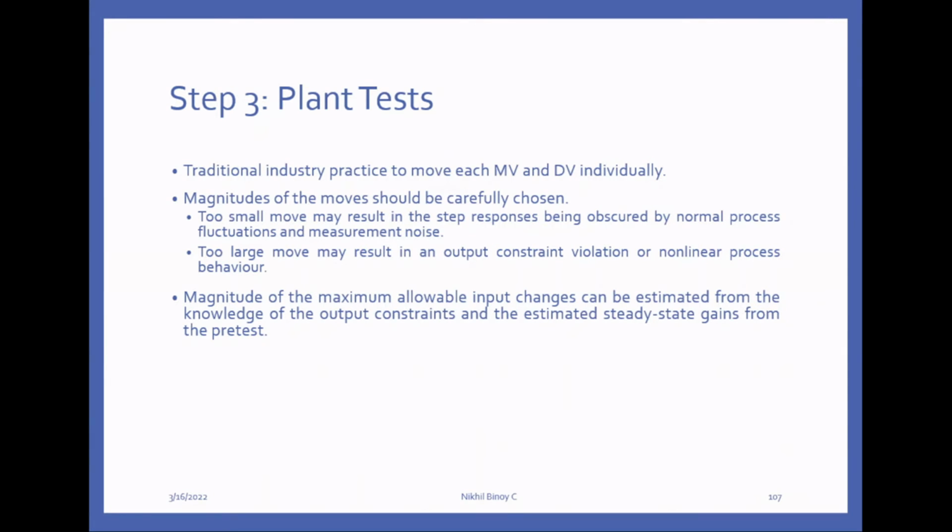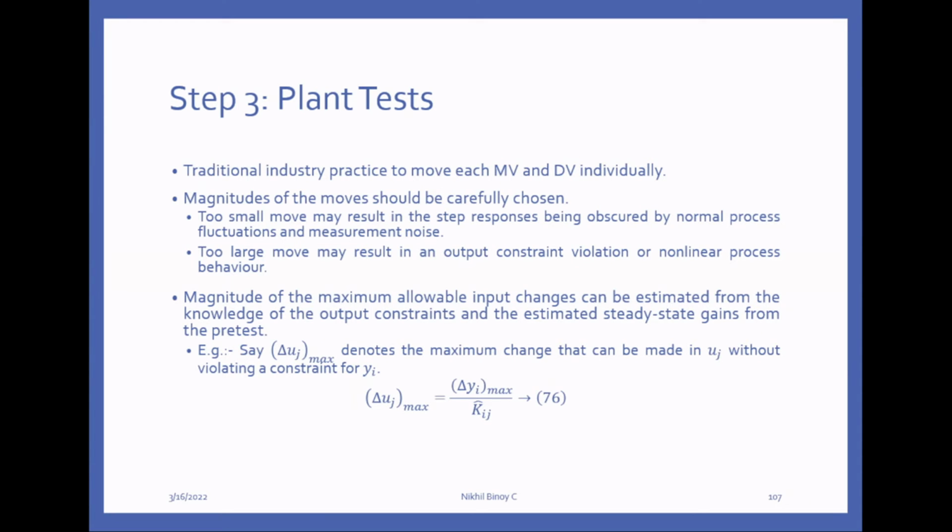The maximum allowable input change can be estimated from the knowledge of output constraints and the estimated steady state gains from the pretest. So the data collected from step 2 can be used for this purpose. For example, say delta uj is the step change of the jth input; its maximum value denotes the maximum change that can be made in uj without violating a constraint for yi. Then delta uj max is equal to delta yi max divided by Kij.